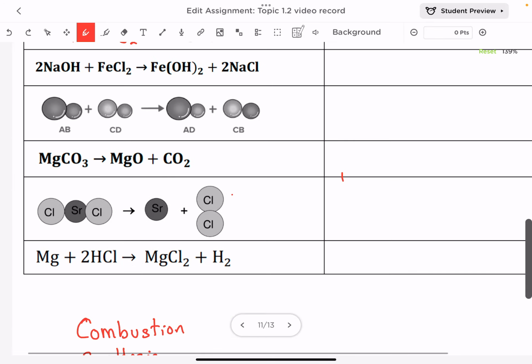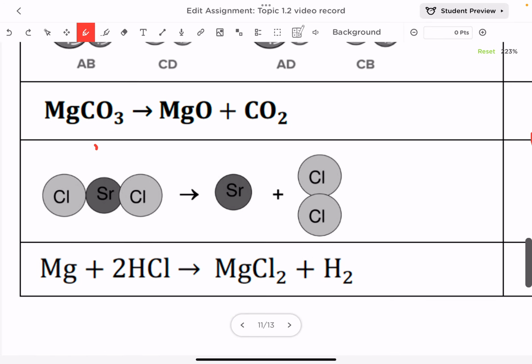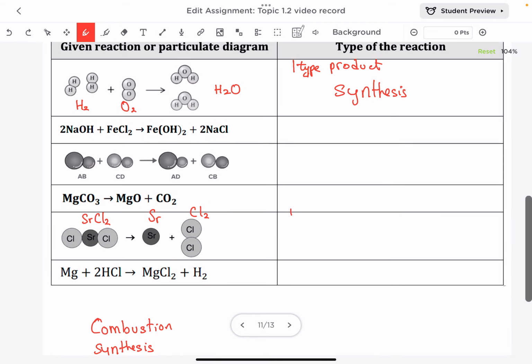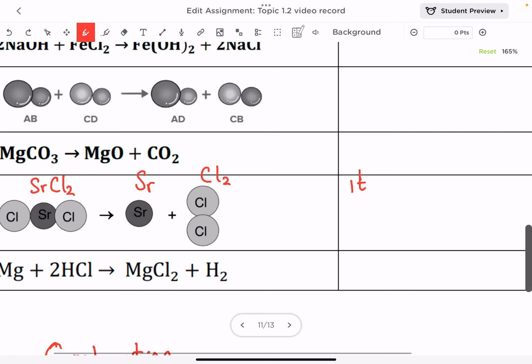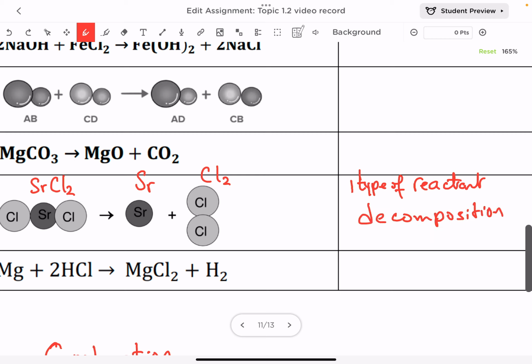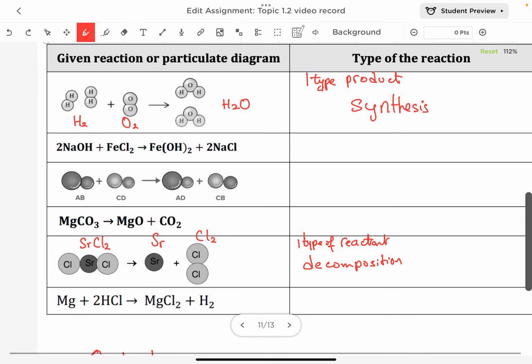Now let's look at an opposite one. I have here strontium chloride, SrCl2, that was broken down, decomposed into 2 products, Sr and Cl2. The reaction where you have one type of reactant splitting into 2 or more products is called a decomposition reaction. These are basically opposite to each other, the synthesis and the decomposition.